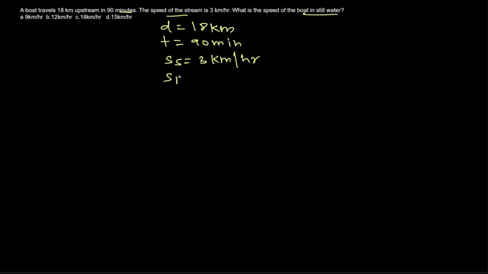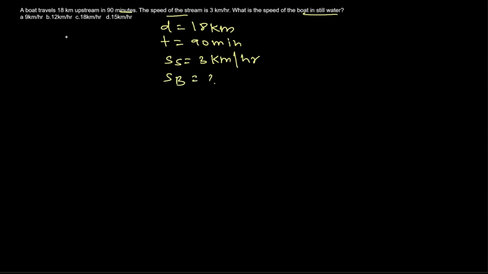Now let's do this question. This is from the topic upstream and downstream. So our boat travels 18 kilometers upstream. So the distance given is 18 kilometers in 90 minutes. So the time is 90 minutes. The speed of the stream is also given as 3 kilometer per hour, and we have to calculate the speed of the boat in still water.